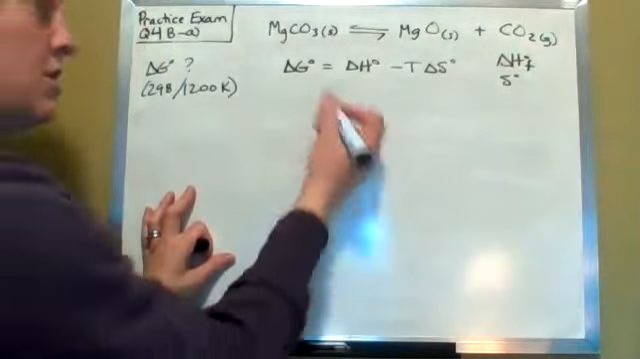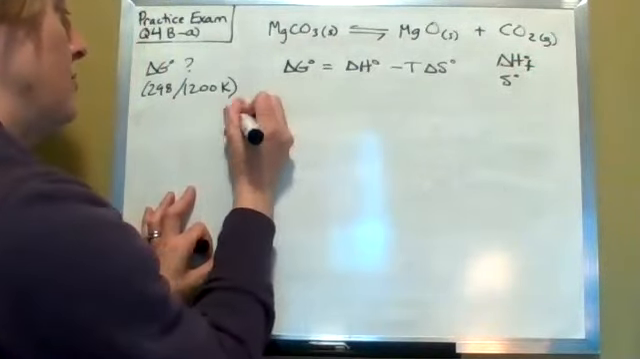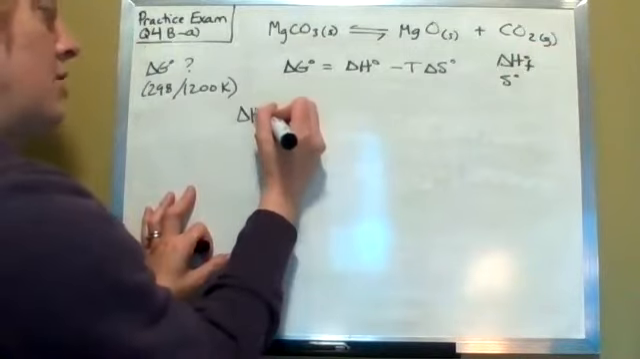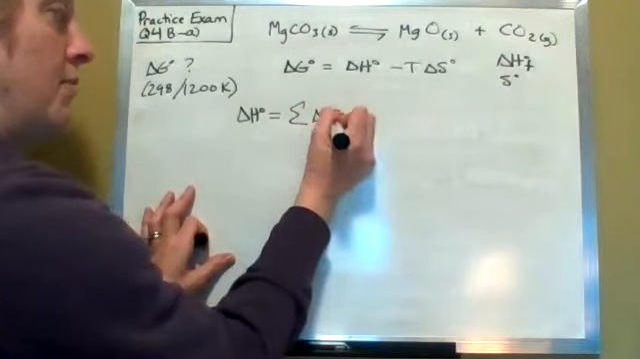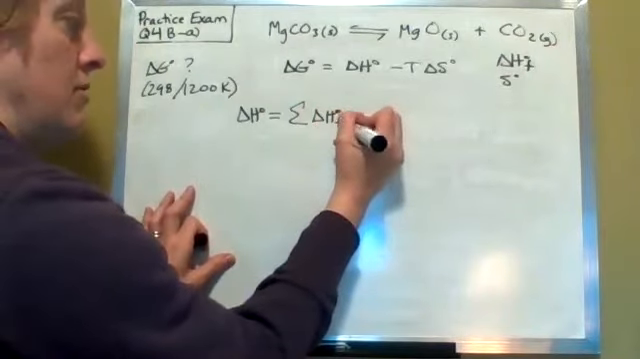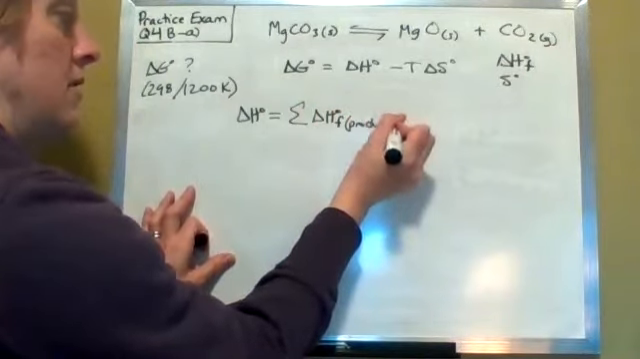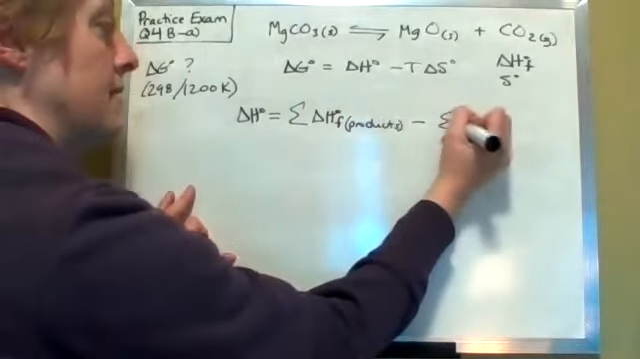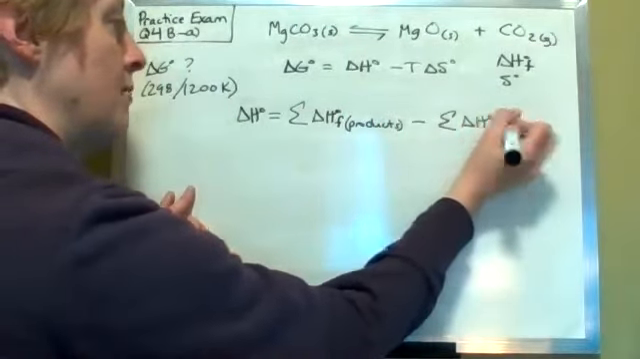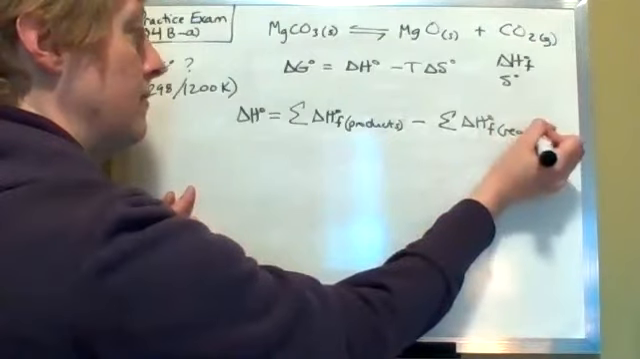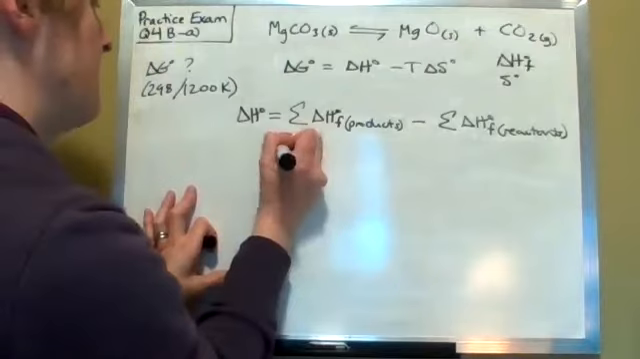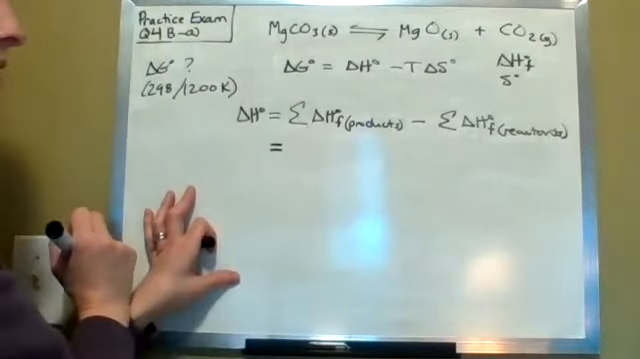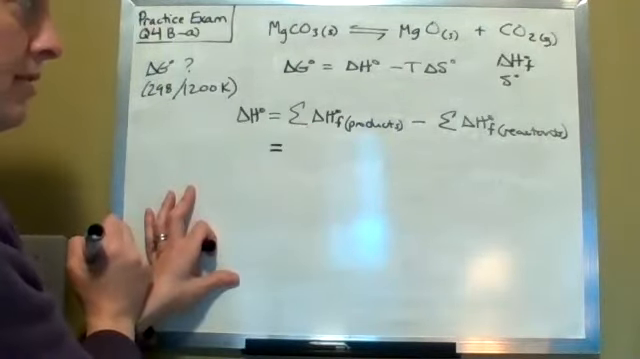So if you remember your equations for these, to find delta H naught of a reaction, you're using the sum of the enthalpy of formation values for the products minus the sum of the enthalpy of formation values for the reactants. This is a variation on Hess's law. So in this case, I'll write them out.